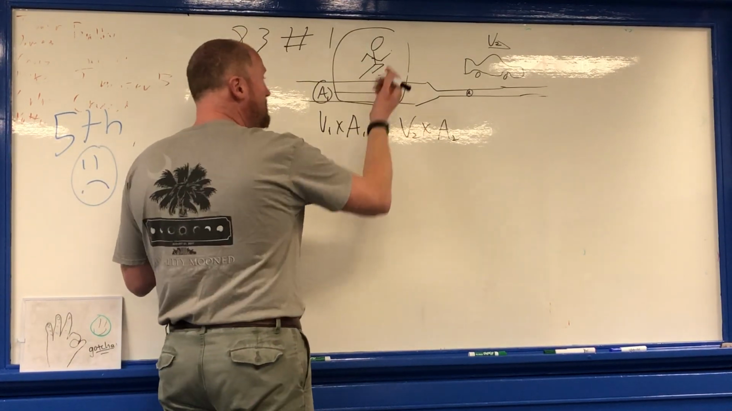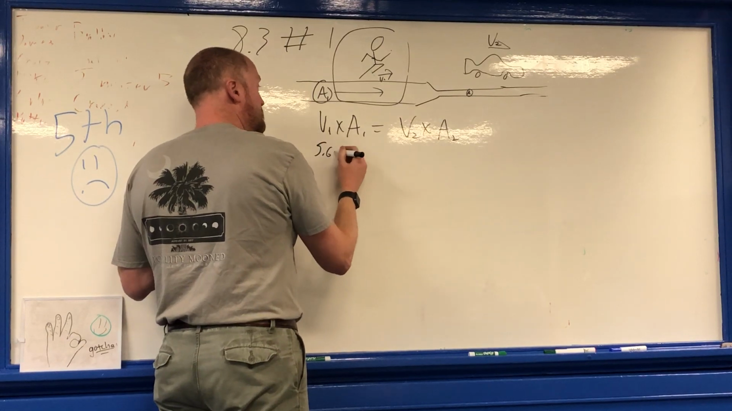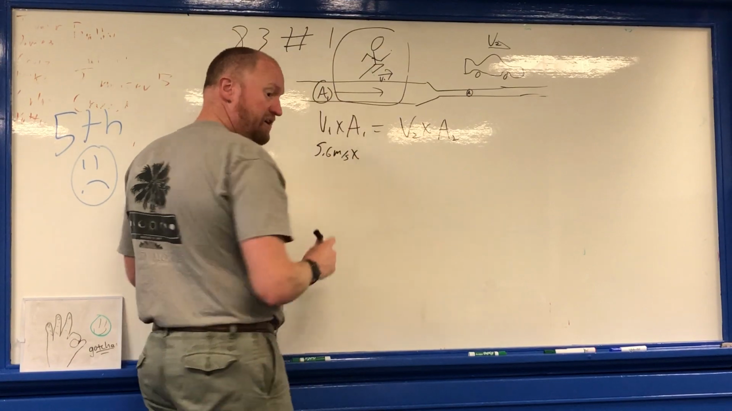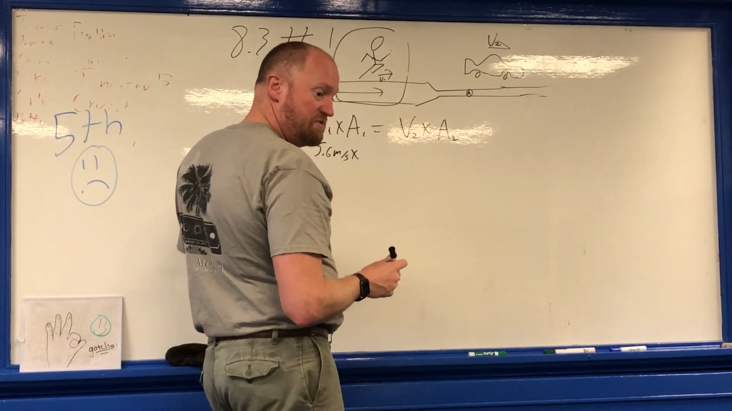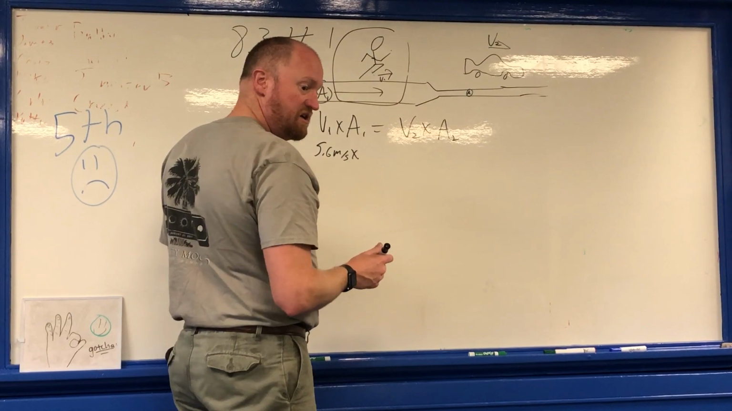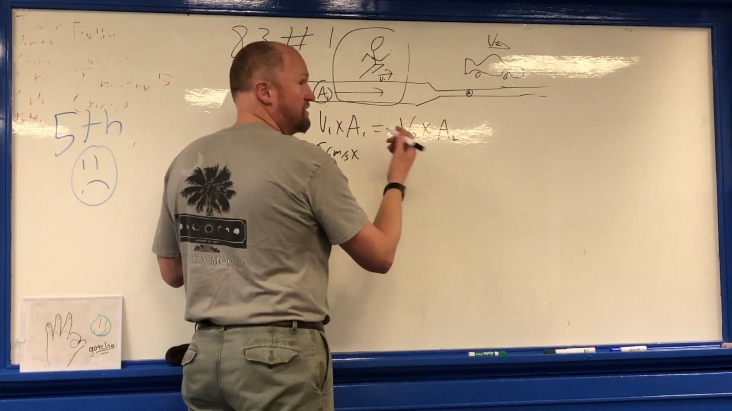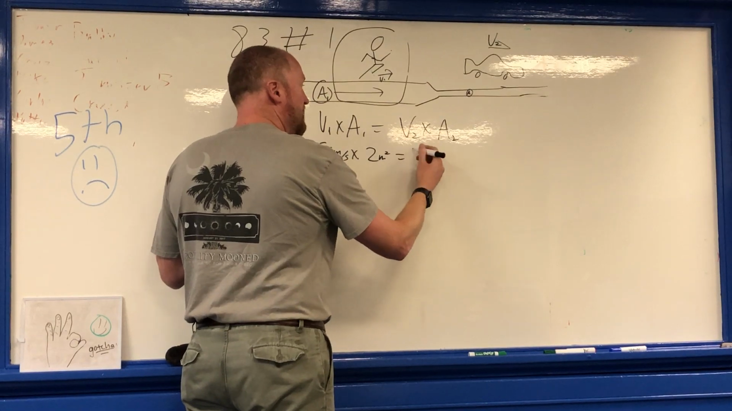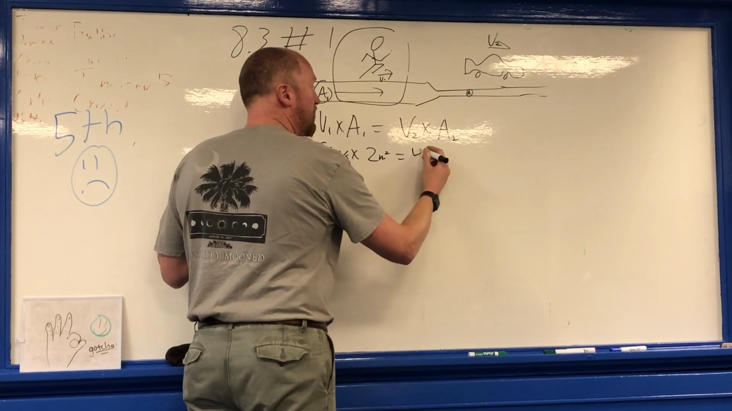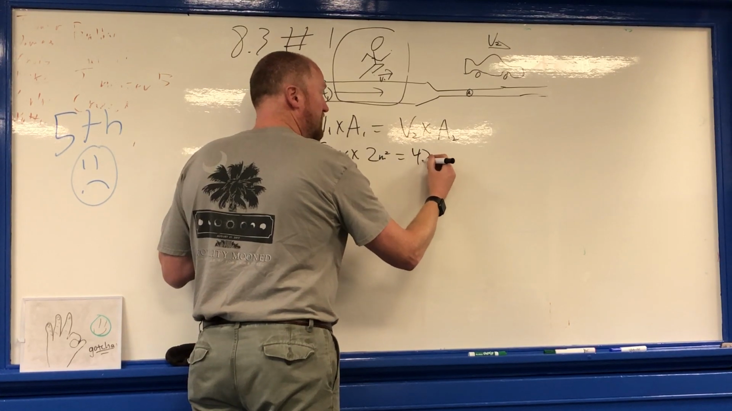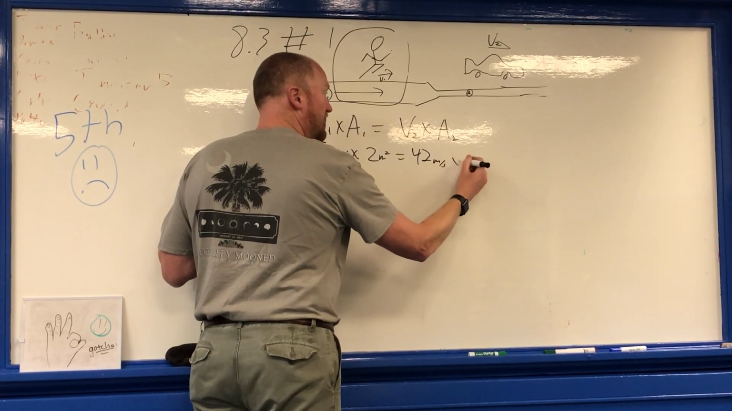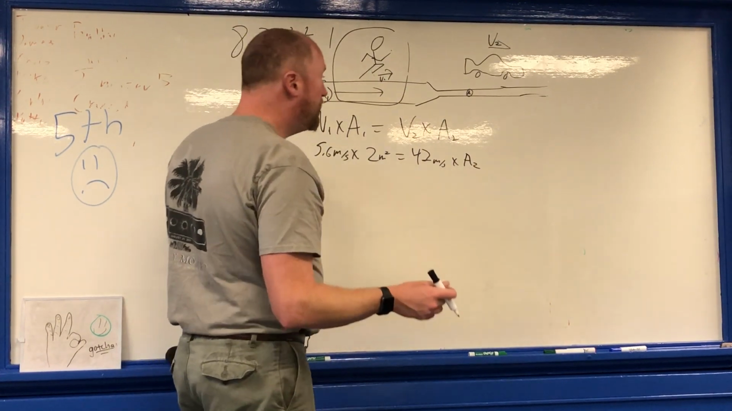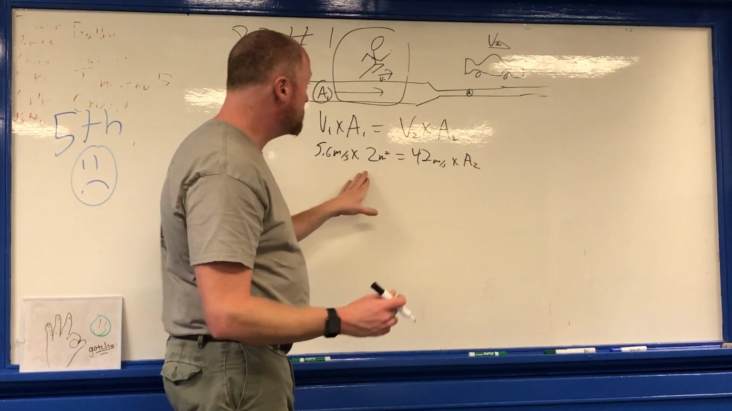Okay, my max velocity is 5.6 meters per second times the area here, which is 2 square meters, if memory serves. And that equals V2, now for my car, being a cheap electric car, it's 42 meters per second times the unknown area of the pipe. But we can be pretty sure it's going to be less than 2.